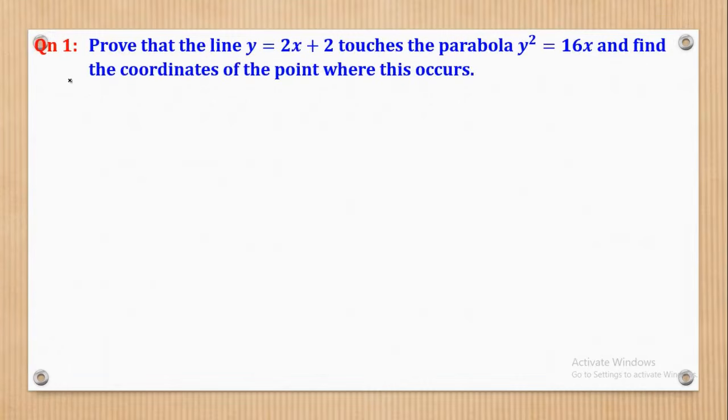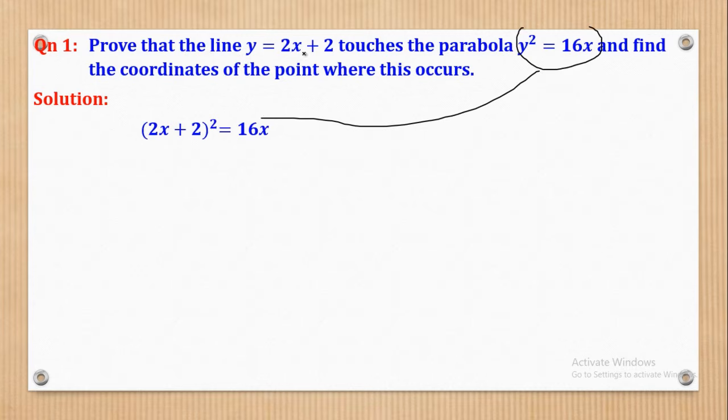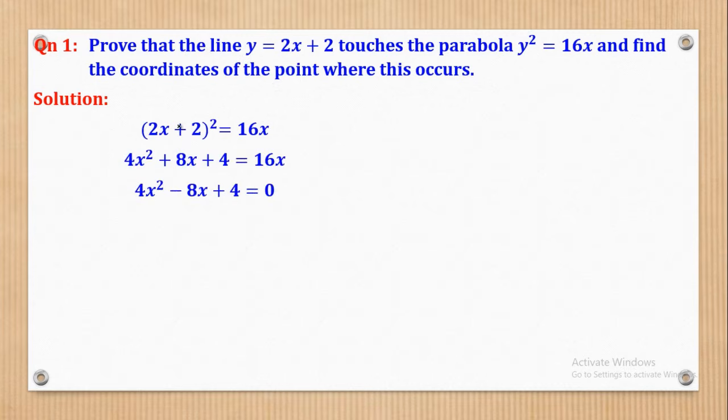So now let's go through some of these questions. Question 1 says, prove that the line y equal to 2x plus 2 touches the parabola this, and find the coordinates of the point where this occurs. So they want you to prove that it touches, in other words, they want you to prove that it's a tangent. So write this line, then substitute the equation of the line given into the parabola. Expand, collect like terms, and reduce by 4 to come up with that.